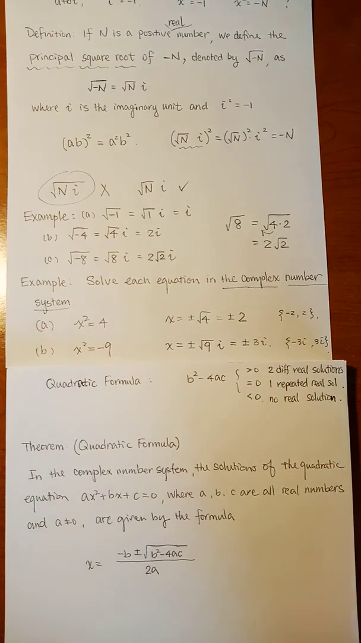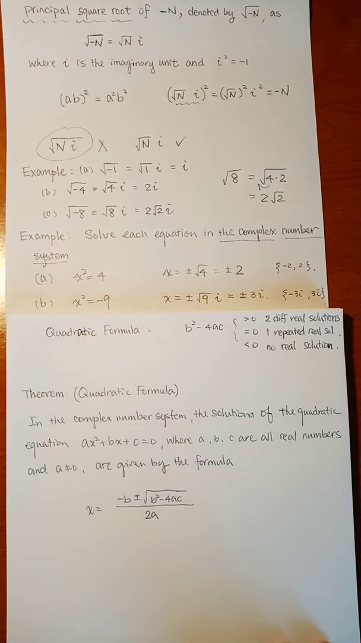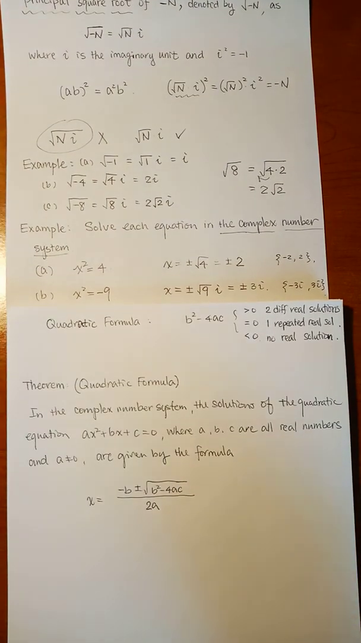And in the complex number system, we do not distinguish them. Actually, we still have three situations, but all of them will give us solutions. Greater than 0, two different real solutions. Equal to 0, one repeated real solution. Less than 0, two different complex solutions. Okay, less than 0, we still have solutions, but in that case they are complex numbers. Right?